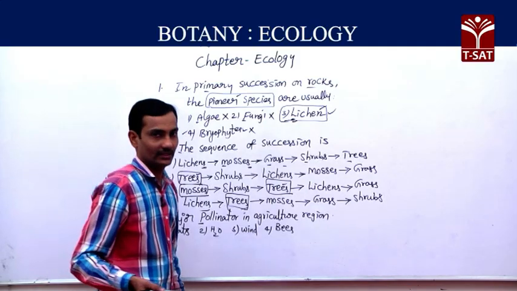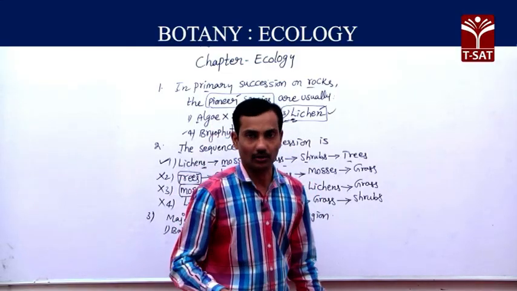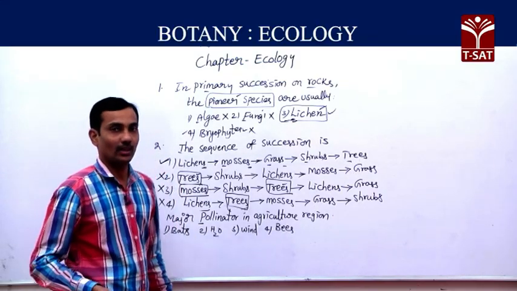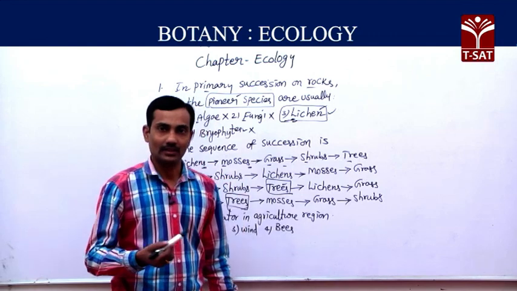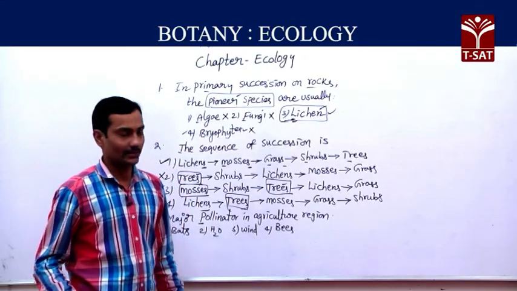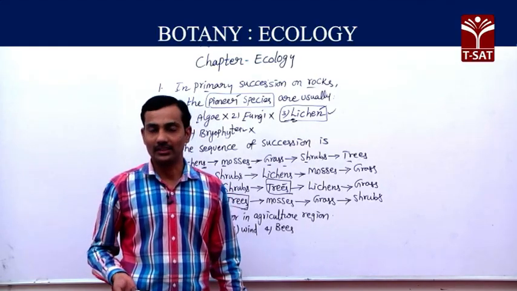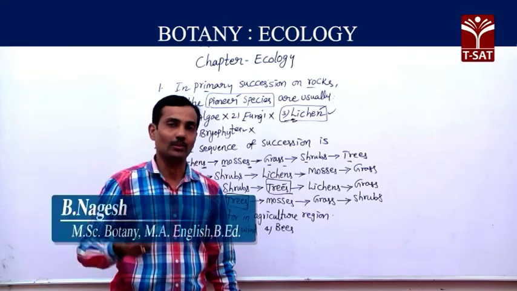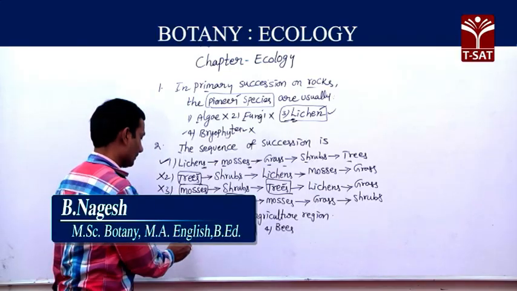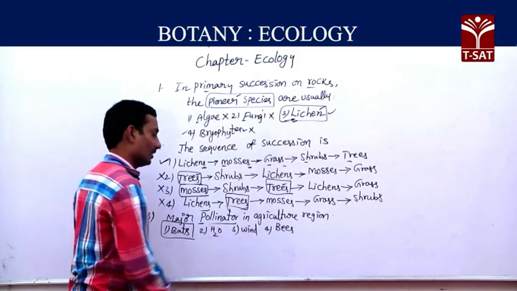Next, related to pollination: the major pollinator in the agriculture region. Mainly in agriculture, food production, the important pollinators are given here. Different types of pollinators, like water, are given. Next, bats. Third option, wind. Fourth option, bees. But all these are pollinators only. Bats are also involved in pollination. If bats are involved in pollination, the type of pollination is called chiropterophily. But chiropterophily takes place by bats, and it is not the major pollinator.